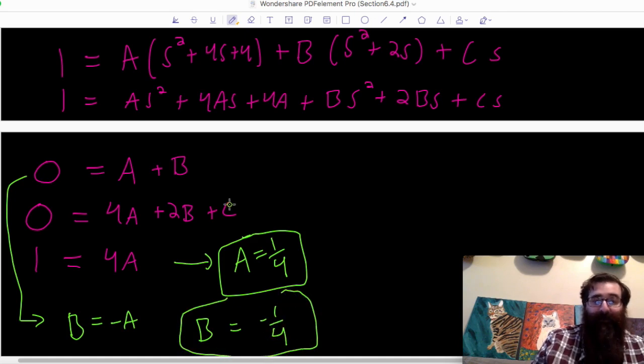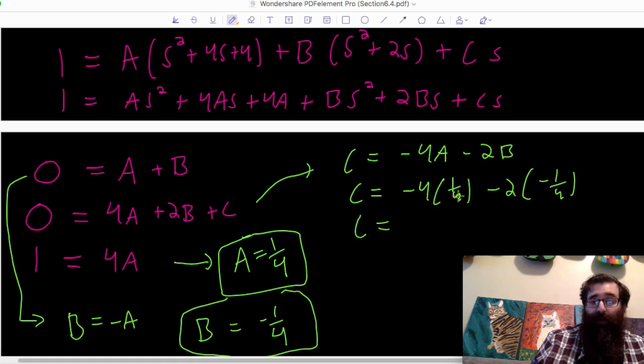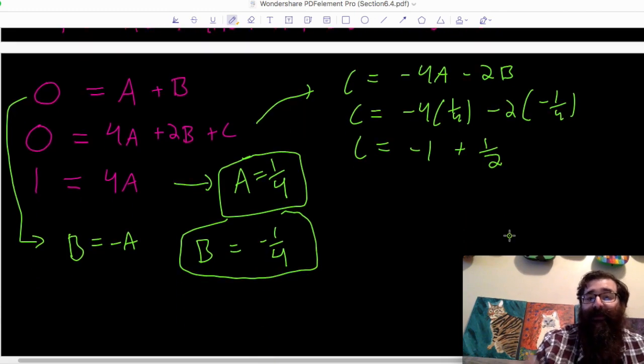And working with that middle equation, we should be able to solve for C. Well, if I solve for C, I would say C is equal to negative 4A minus 2B, moving those other terms to the other side. But I know what their values are. So negative 4 times A is negative 4 times 1/4, and then minus 2 times B is minus 2 times negative 1/4. Negative 4 times 1/4 is negative 1. Minus a negative is plus. 2 times 1/4 is 1/2. So C is negative 1 plus 1/2, or C is negative 1/2.